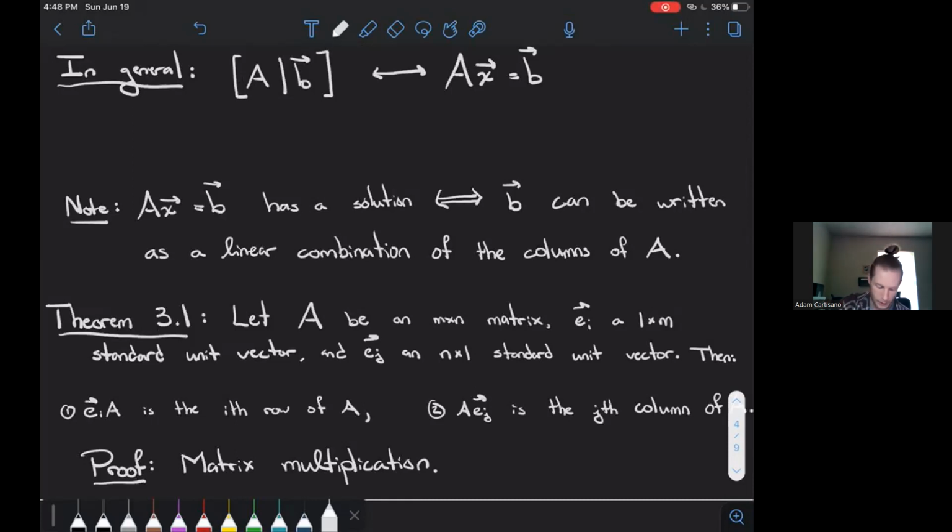Then if you do e_i times A, where multiplication is happening on the left, then what are you doing? You're multiplying every single column of A by this standard unit vector. Well, if e_i is the vector that has a 1 in the ith entry, then this will extract the ith row of A, right? Because just do the matrix multiplication. It'll look like this. You have a row vector times a matrix.